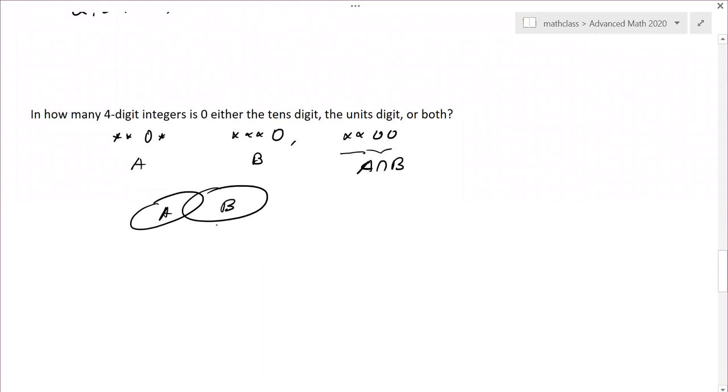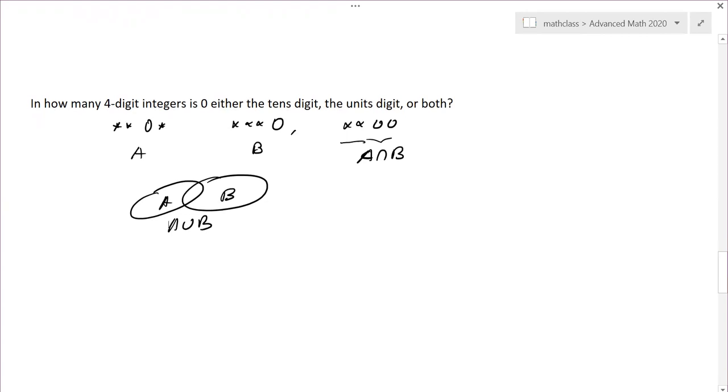Okay, so this should be the union, right? So the union is A union B. We have a formula: if you count the number in the union, first of all you have the number in A, and the number in B, and then the number in the intersection is double counted, so you have to subtract A intersect B.